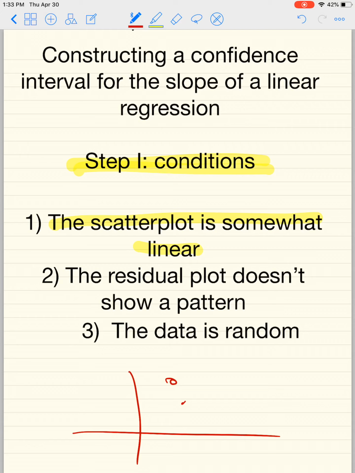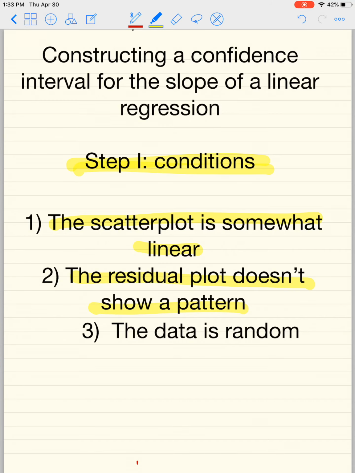If you end up getting something that looks like this, why would I even bother checking to see if it's linear? So you want it to be somewhat in a linear trend, okay? Somewhat linear or linear. Next one is that the residual plot doesn't show a pattern.